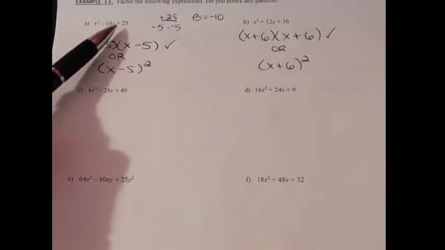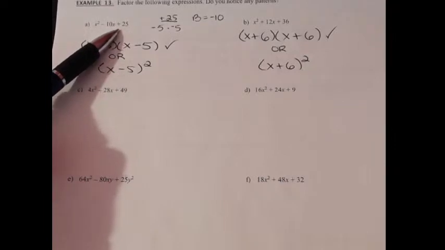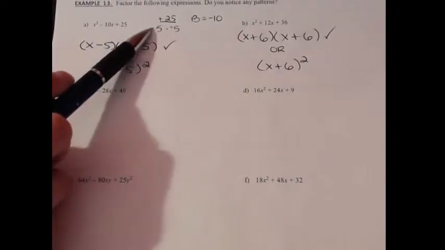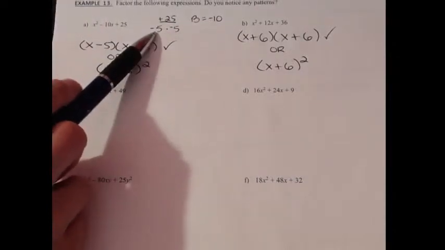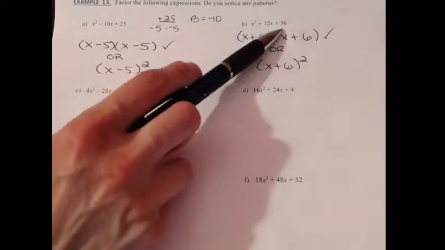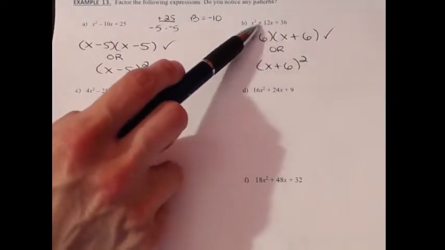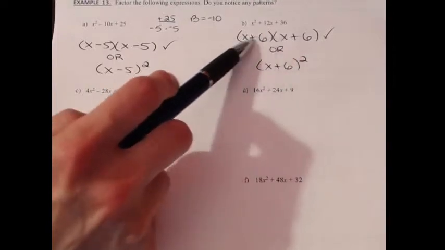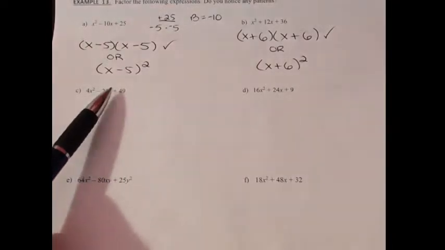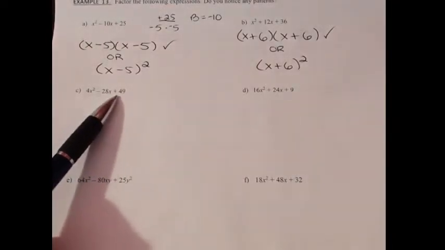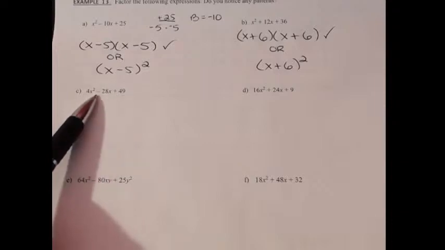Now, I want you to notice in the previous problem, when our C term was positive, that meant that our factors had to have the same sign. Now, because my B term was a negative 10, that indicated my signs both had to be negative. Check out part B. Notice my 36 is positive, my B term is positive, so both terms have to have the positive sign. Let's look at part C. In order to get a positive 49, my signs have to be the same. Well, the B term tells us they both have to be negative.